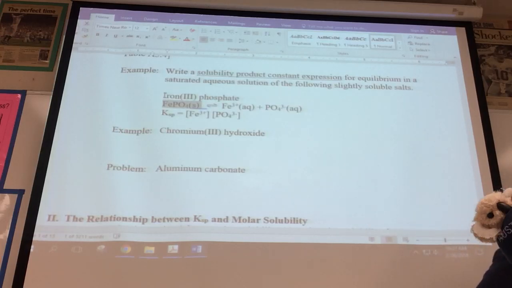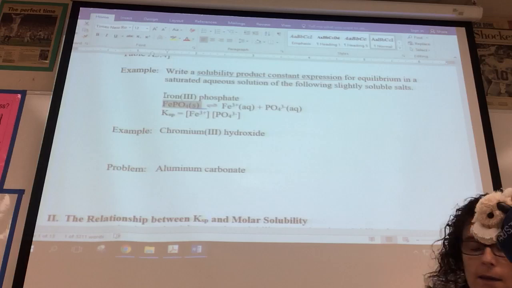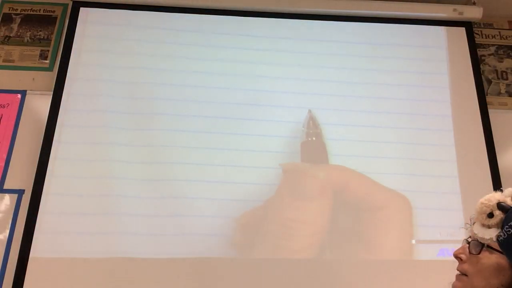Let's do the second example together. You'll see that, and we can also use the table to find the values if that would be helpful to you. In the first example here, we've got chromium 3 hydroxide.